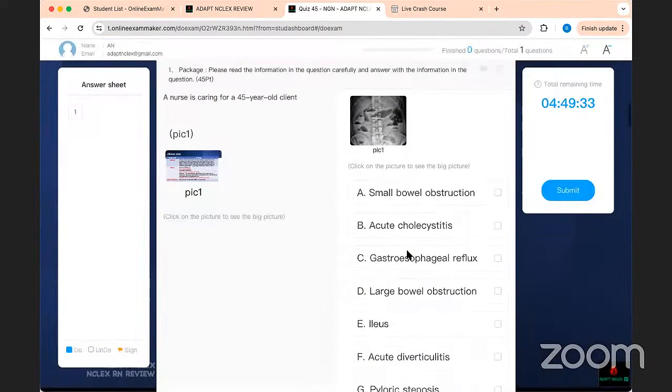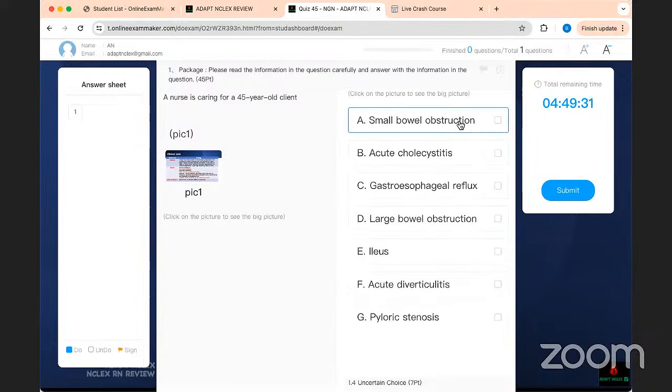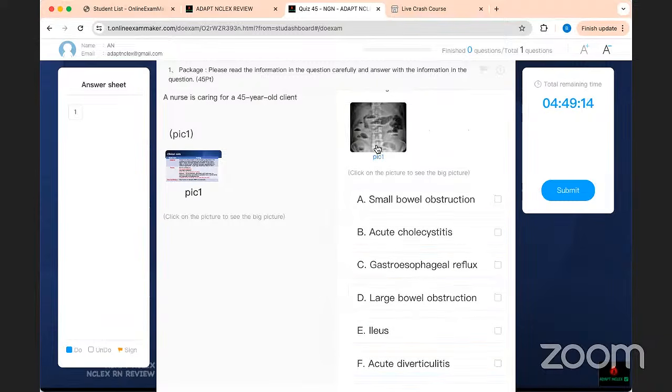Possible diagnosis. Is this small bowel obstruction? Is this acute cholecystitis? Is it gastroesophageal reflux? Is it large bowel obstruction? Is it ileus? Is it acute diverticulitis? Is this pyloric stenosis? What two diagnoses will you pick from this based on this picture?